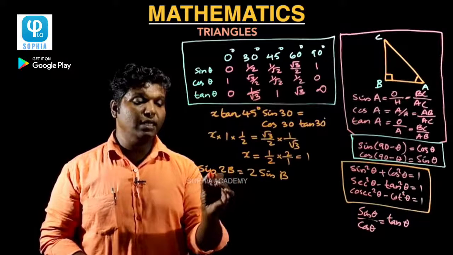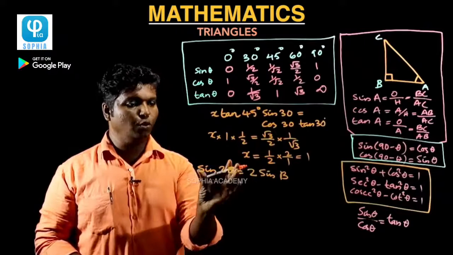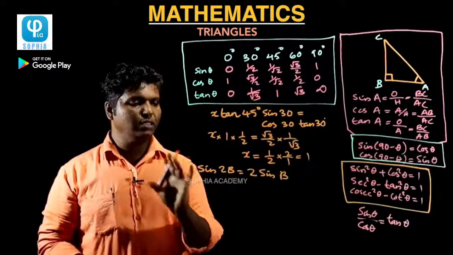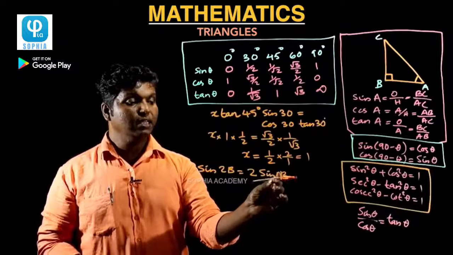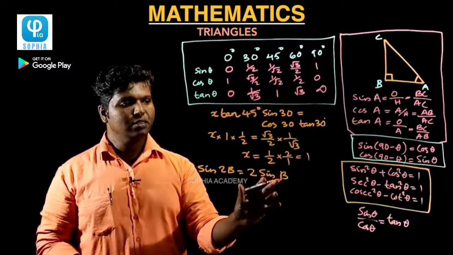If you are giving 0 degree here, this will become sin 0. Sin 0 is 0 itself. Keep that in your mind. Now let us place that same 0 here. Again sin 0. What is sin 0? 0. So 2 into 0 is 0 itself.